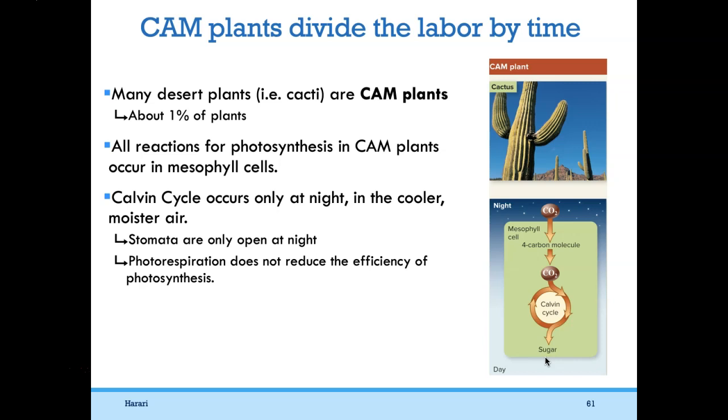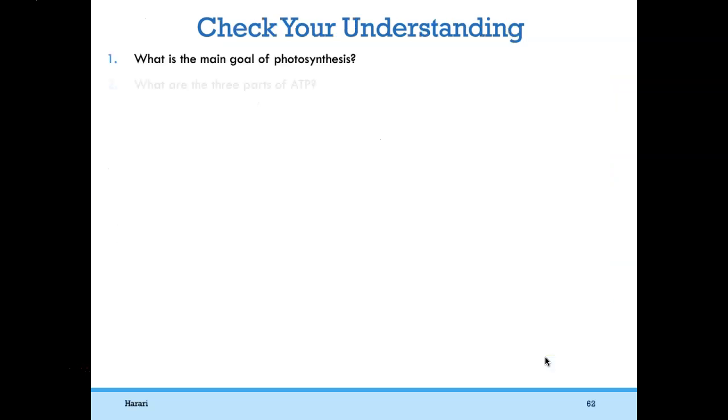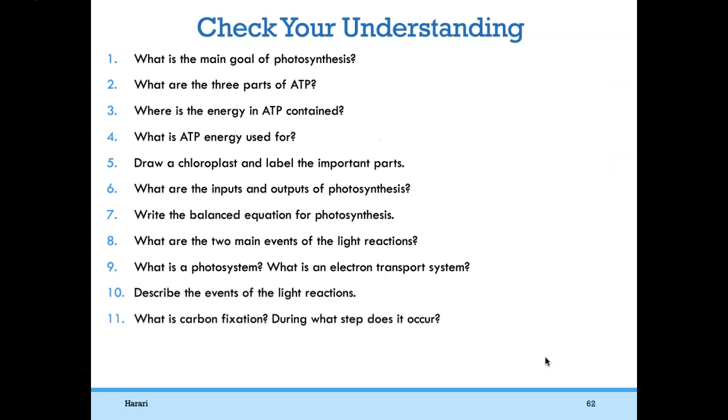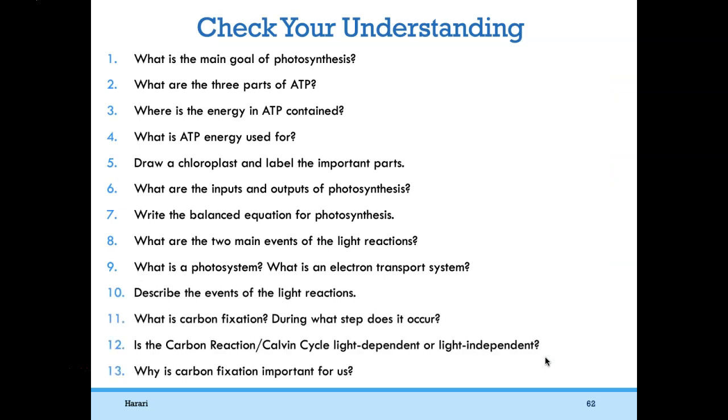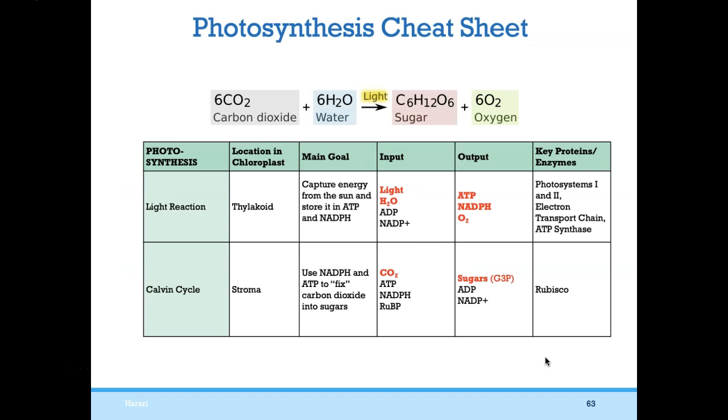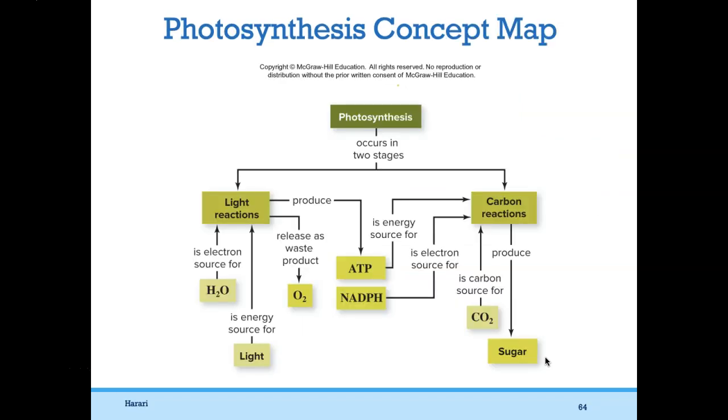So I want you to just be familiar with these types of adaptations, but I'm not going to test you specifically on C4 and CAM photosynthesis. It's a good idea to just check your understanding by going through these questions one by one to make sure you understand the little details, and you can put all the little details into a master picture of photosynthesis. So here are the cheat sheets filled out. This is what you should know at the very least.